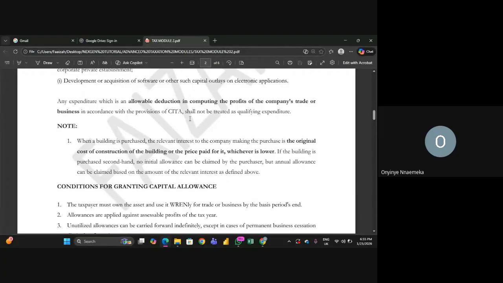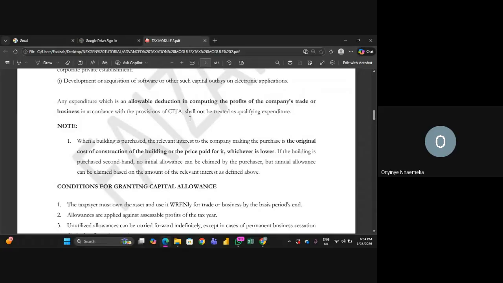So note, when a building is purchased, the relevant interest to the company making the purchase is the original cost of construction of the building or the price paid for it, whichever is lower. If the building is purchased second-hand, no initial allowance can be claimed by the purchaser, but annual allowance can be claimed based on the amount of relevant interest as defined above.